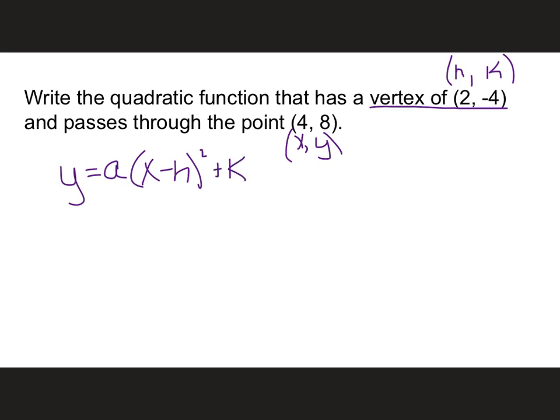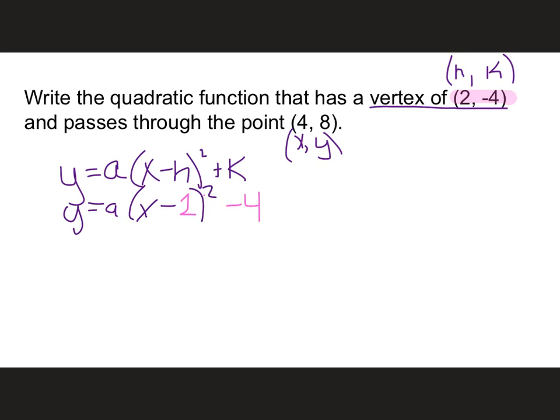Then I know the vertex is (2, -4). So what I want to do is go over here and plug in for h, I want to replace it with 2, and for k, I want to replace it with -4. Now 2 is positive, so the minus is already part of the formula for vertex form. And then the rest of it I'm not sure about. I really need to know the a value, but I don't have it.